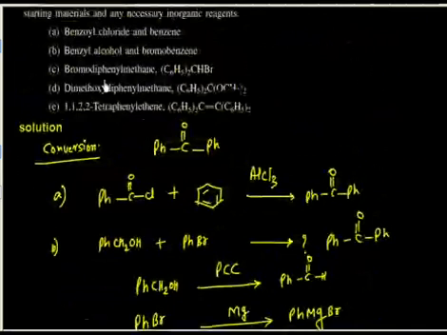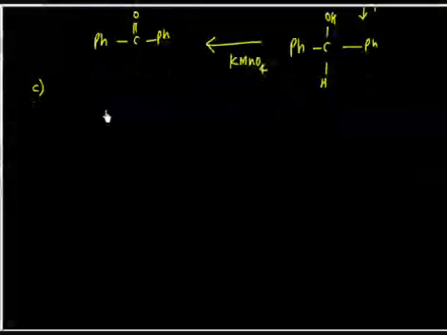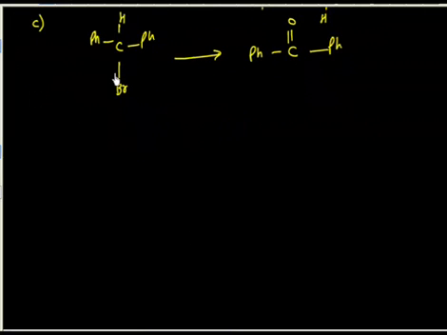Now next is bromodiphenylmethane. So you have bromodiphenylmethane. This means the methane contains two phenyl groups and one bromo group. Using this, we have to prepare PhC=OPh. Things are easy this time. What I can do? I can replace this bromine with OH and then oxidation. So replace this bromine with OH.